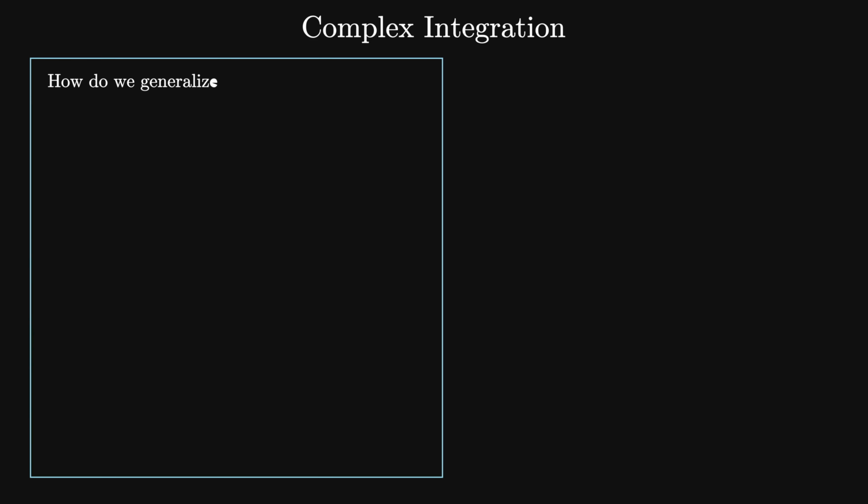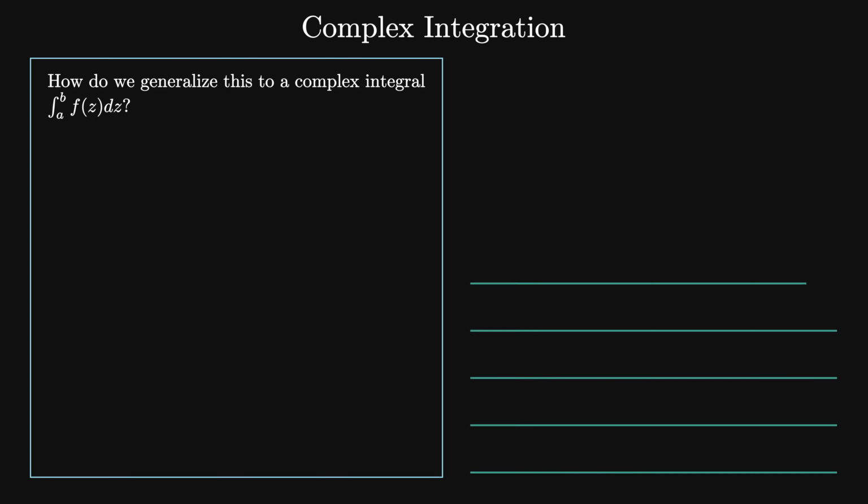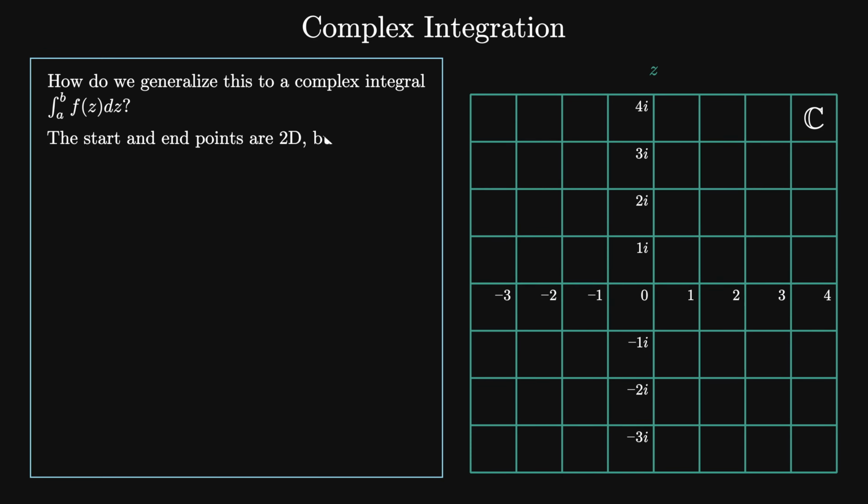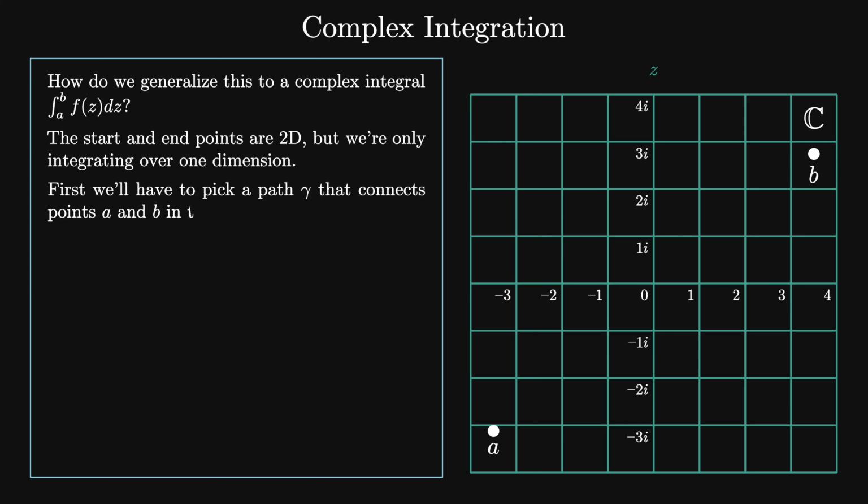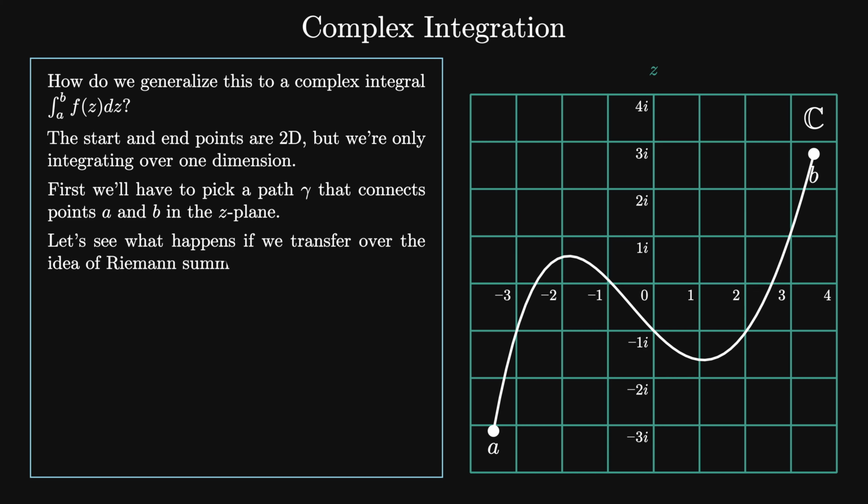So how can we generalize this idea to a complex integral, the integral from a to b of f of z dz? The start and end points are two-dimensional, but we're only integrating over one dimension. So first we'll have to pick a path gamma that connects points a and b. This is a plot in the z-plane. Let's see what happens after we transfer over the idea of Riemann summation directly.